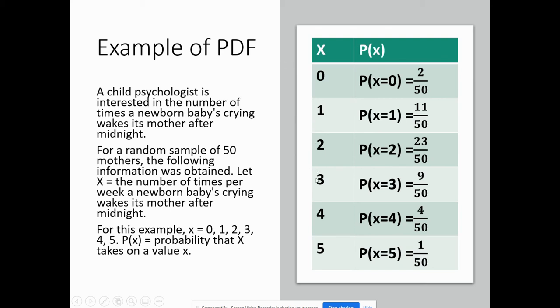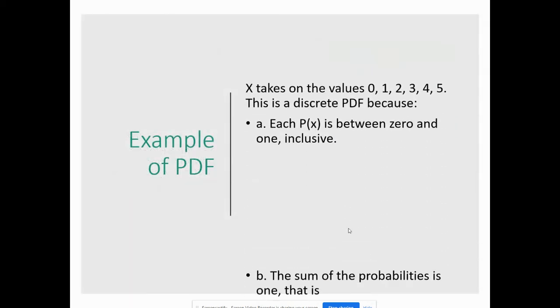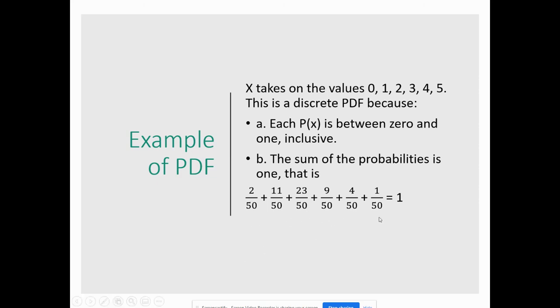Again, 0, 1, 2, 3, 4, 5 is the number of nights. This over here talks about the proportion of the babies that woke up versus the total babies for that night. So the sum of that is going to be 1. And if I add all those values up, it makes 1. So again, it's between 0 and 1, and all the probabilities add up to 1.